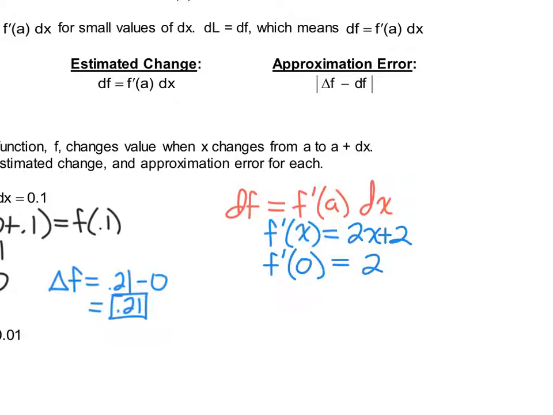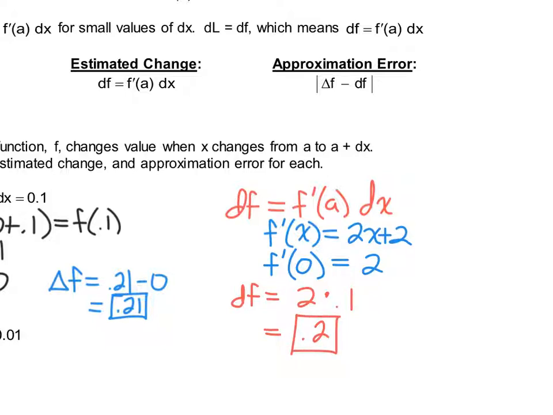All right, so df would be equal to 2 multiplied by the dx value, which is 0.1. All right, so 2 multiplied by 0.1 is equal to 0.2. Which is not too far off of the absolute change.